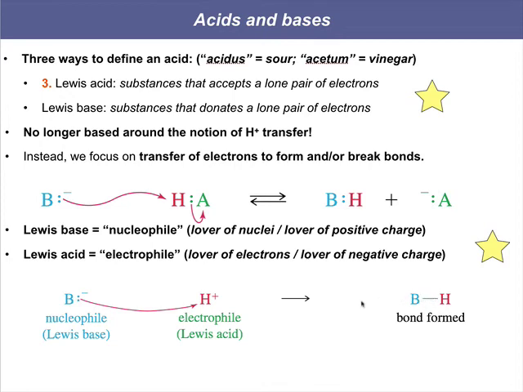Okay. Now again, the base in this reaction is getting more positive, going from negative to neutral. So it would make sense that the nucleophile gets more neutral. Also, the acid is getting more negative. The electrophile is getting more negative, going from positive to neutral.